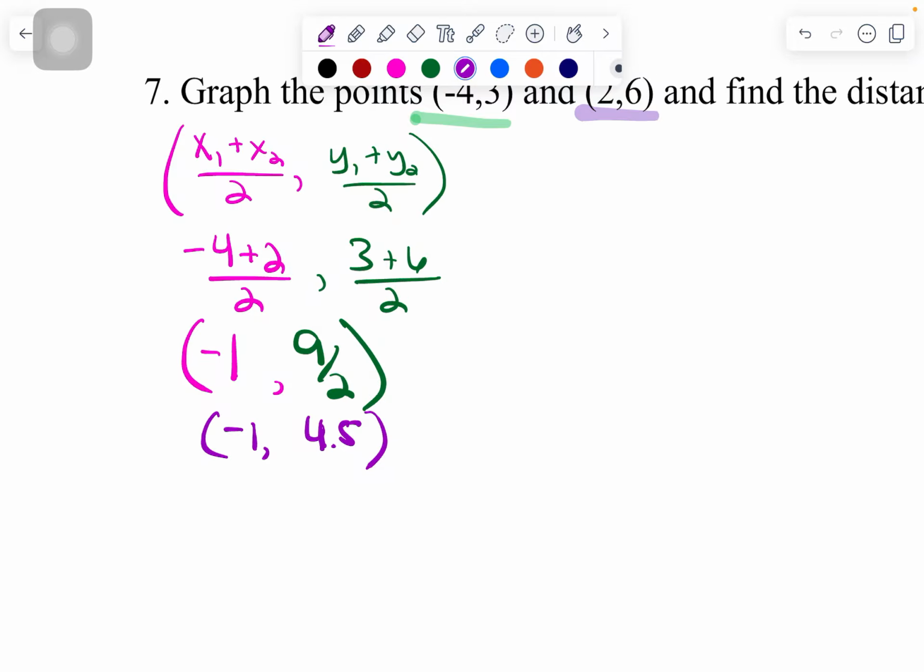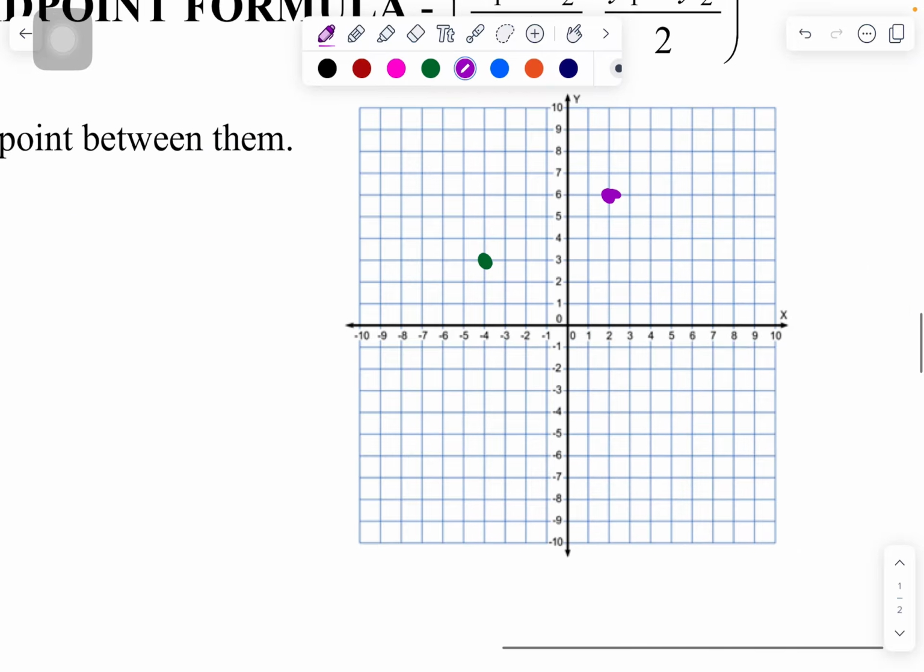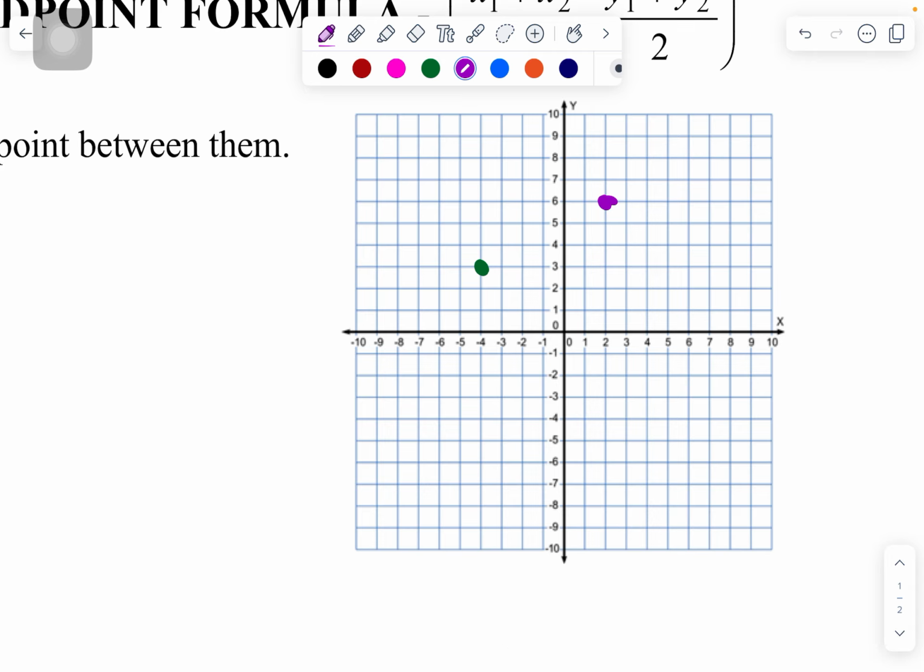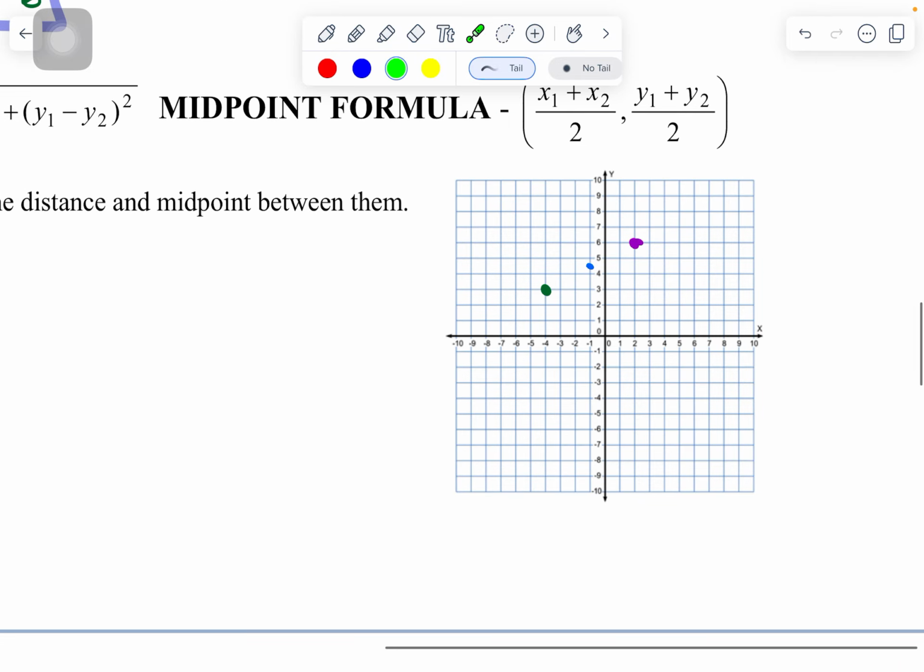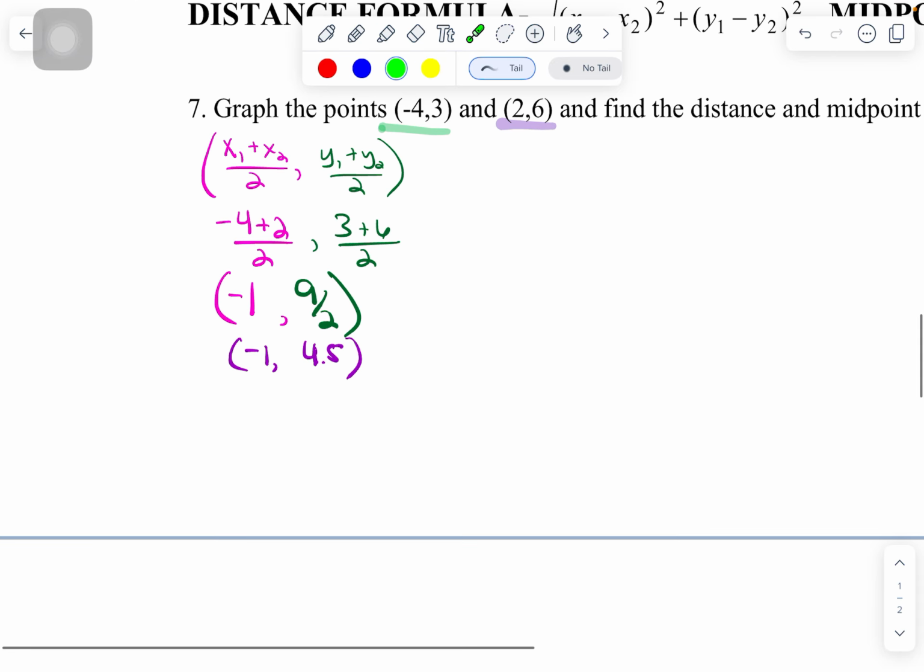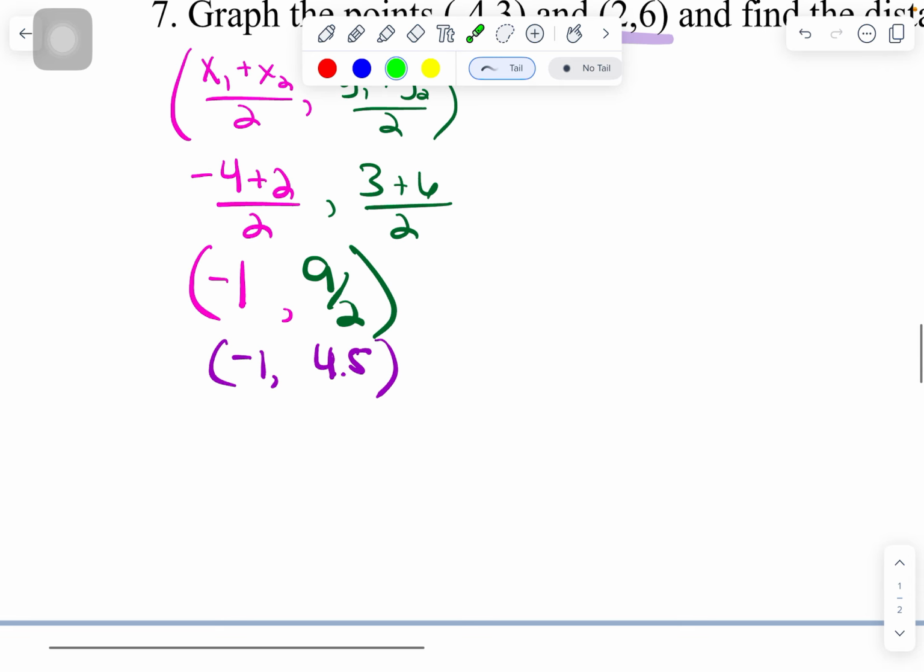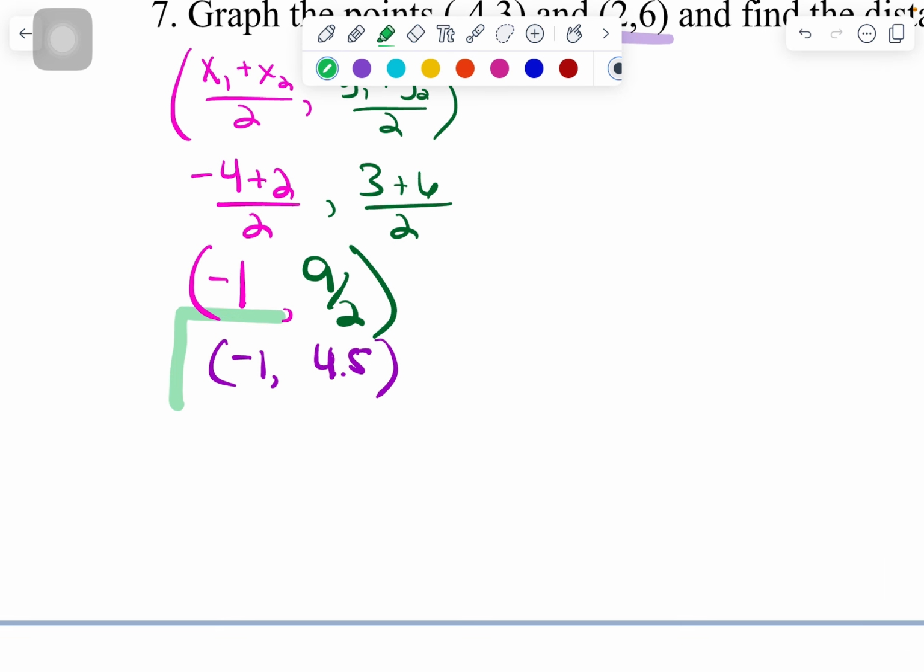as a decimal. So if I look at my graph, I want to double check, does it make sense that that point, -1 and then 4.5 would be the midpoint? And yeah, it absolutely is correct. All right. Again, is it going to be an absolute perfect answer? No. And you can't always graph the points that you're given, but if you can, I would definitely check it.